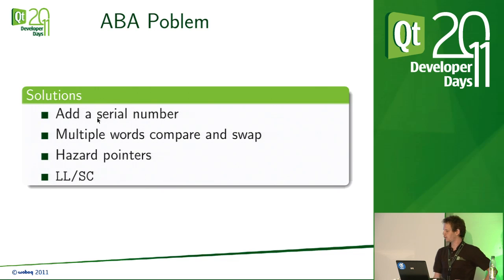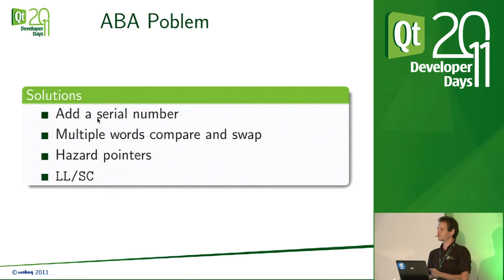And then some architectures like PowerPC have this instruction set, load linked store conditional, where at the point you load, you mark the address with a flag, and when you store, it will only store if the address has not changed. But this is not very common in many CPUs, and you're also very limited in the operations you can do between the load linked and the store conditional.